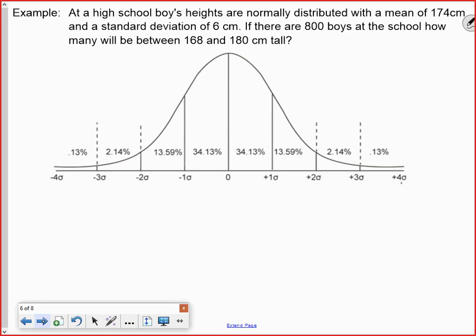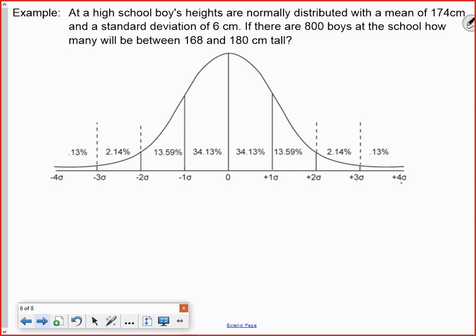All right. So here's an example of the kind of question we can answer using the normal distribution. At a high school, boys' heights are normally distributed with a mean of 174 centimeters and a standard deviation of 6 centimeters. If there are 800 boys at the school, how many will be between the heights of 168 and 180 centimeters tall?